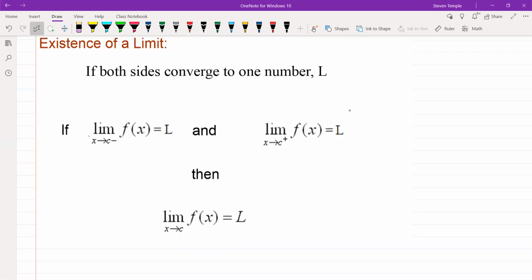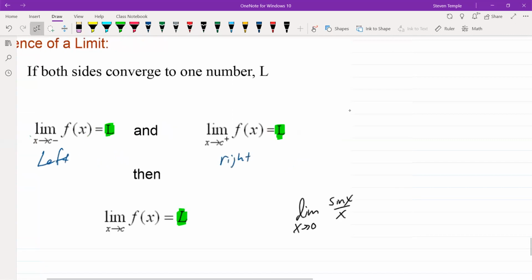If the left side and the right side equal the same y value, then the whole limit is that same y value. So if the left side and the right side are equal to each other, then that limit exists. If I go back to our beginning problem of this section, the limit as x approaches 0 of sin x over x.